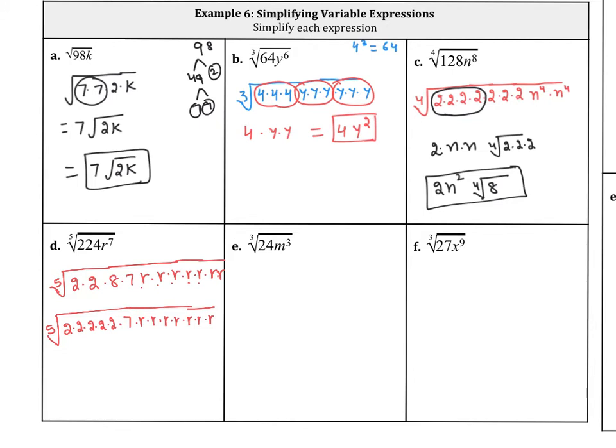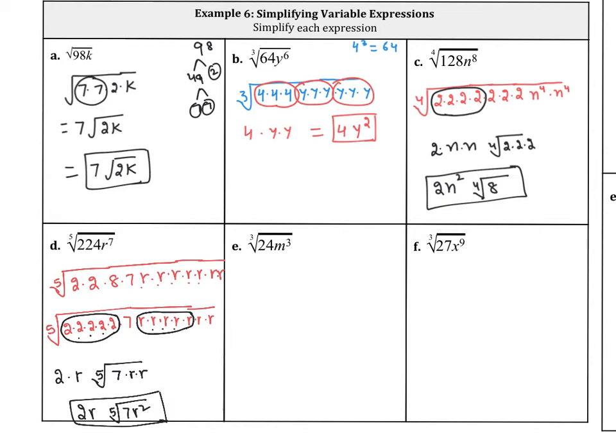You're going to make a group of 5 in order to get out of the radical. So 1, 2, 3, 4, 5, one of them comes out. 1, 2, 3, 4, 5, one number from each group comes out, and inside you're left with the fifth root of 7 times r, and that's going to be 2r fifth root of 7r squared.